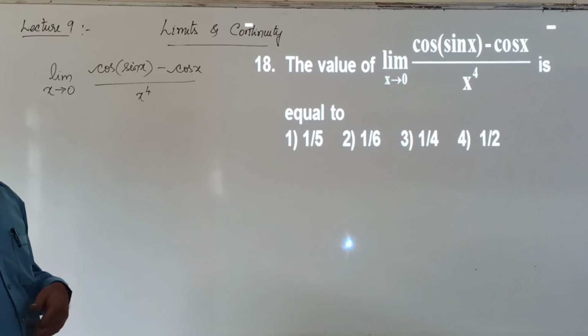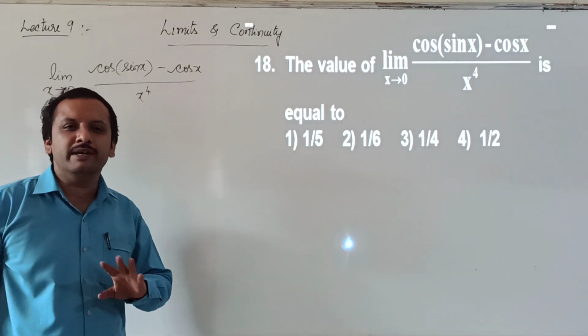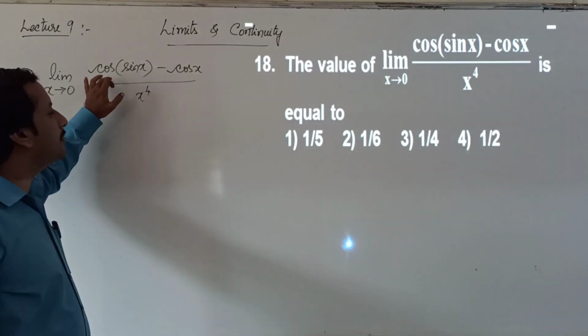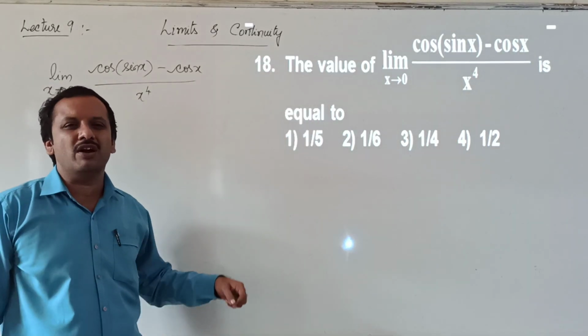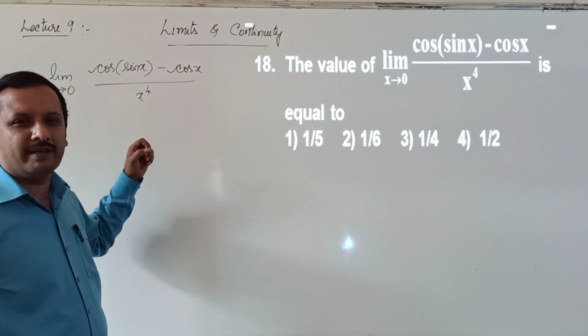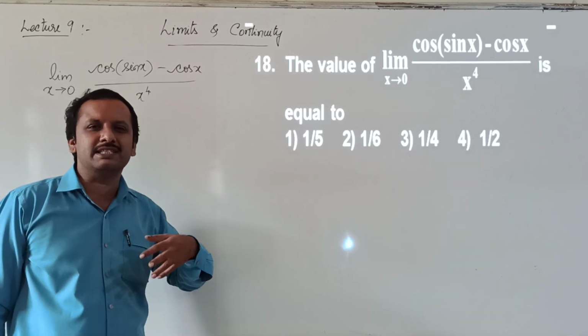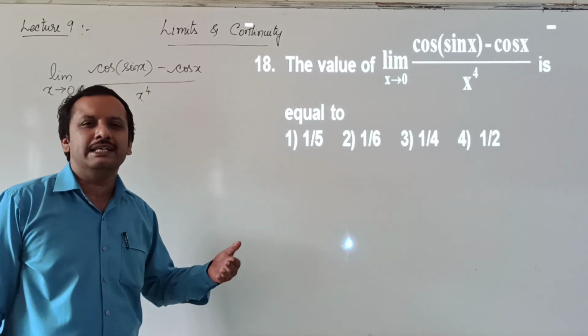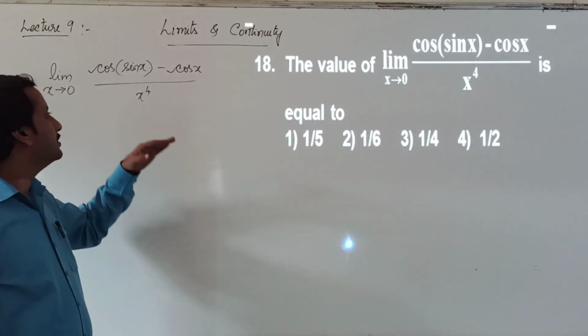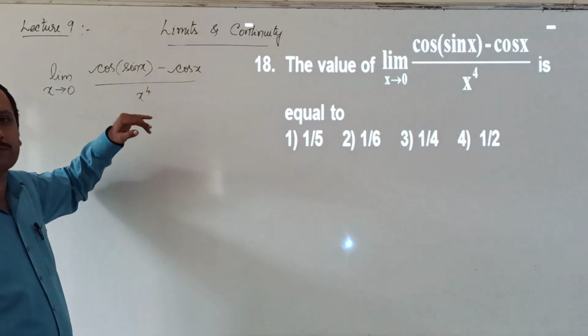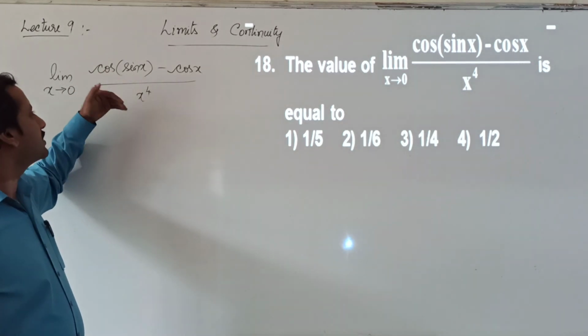Differentiating this denominator 4 times is not an issue. Everybody will do it. But the problem comes with the numerator. Differentiating cos sin x 4 times is not an easy task. Maybe easy, but it is time consuming. Remember that in CET we will have approximately 1 minute per question, right? So you cannot differentiate it 4 times within 1 minute. You just observe what happens.